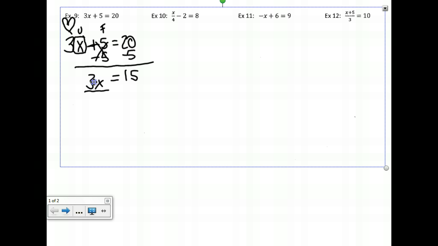Okay, there's multiplication. So the inverse of multiplication is division. So on both sides, we're going to divide by 3. Once again, 3 over 3 is 1, so they cancel. They go away. I'm left with just x, and 15 divided by 3 is 5. All right? So x equals 5.